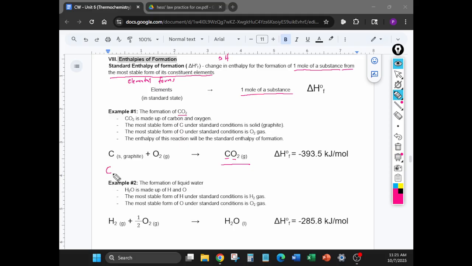So for example, the one that they throw out a lot is solid carbon, but diamond. So diamonds are technically solid carbon. It's also solid, but it's not the elemental form. Okay, so this would not be the elemental form of carbon. It has to be solid graphite. Carbon dioxide is also made of oxygen, and the elemental form of oxygen is O2. It's those diatomic gases that we've been talking about. Okay, and that's what the equation for enthalpy of formation is. It's 1 mole of the product and the elemental forms of what it's made out of. And then it gives you the delta H of formation.